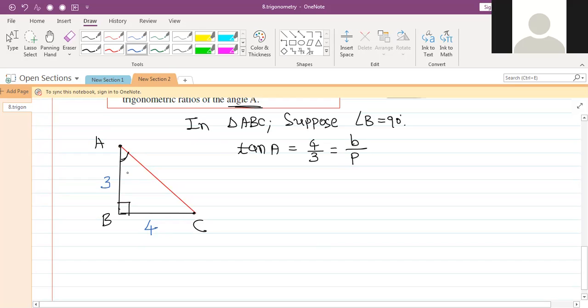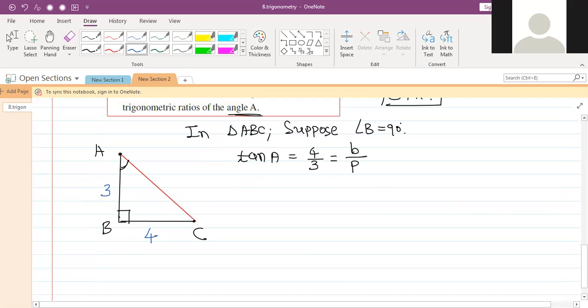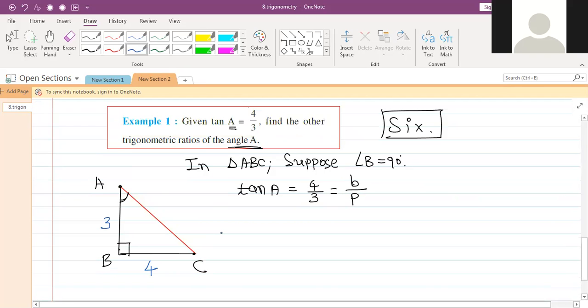Okay, now we have to find the other trigonometric ratios, but one thing we have remaining, that is hypotenuse. So how can we find hypotenuse? Here a right angle triangle is given, so by Pythagoras theorem. By Pythagoras, in short form I can write theorem as THM.